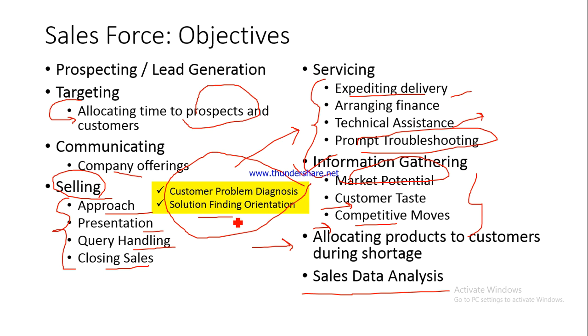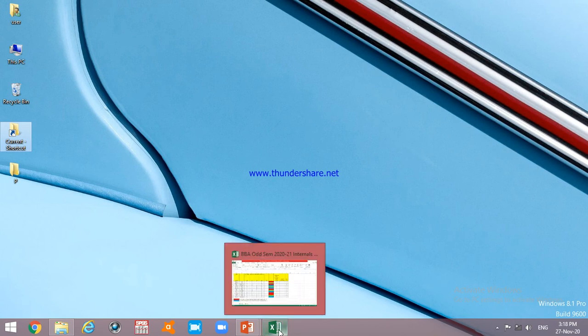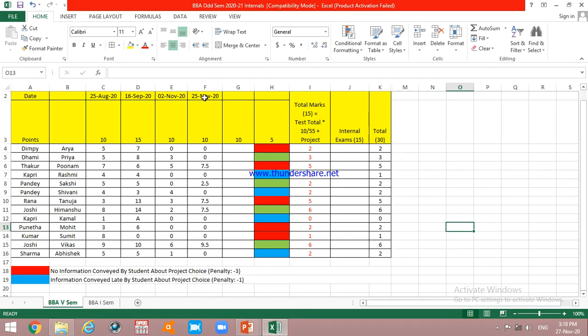Now, before moving on to the next session, I would like to apprise you of the performance in the internal assessment exams and the quizzes that we have had over the last few weeks. So this is the overall performance till date. We have had 4 tests: 25 August, then 16 September, then 2nd of November, and then 25th of November, right? And these are the marks that you have scored. The maximum marks were 10, 15, 10, 10 respectively.